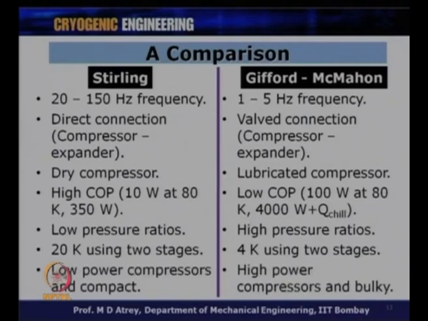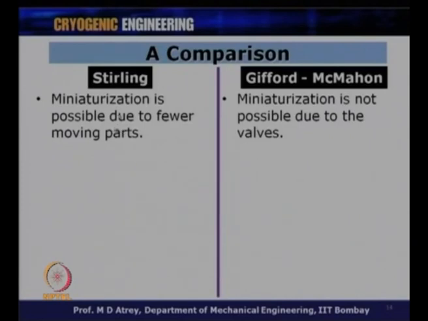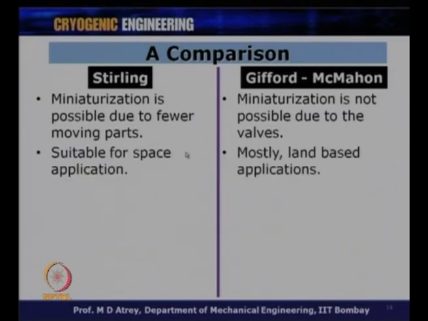Normally, in a Stirling cooler, I will have low power cryocoolers and they could be very compact, while in a GM cooler, I will get a high power compressor and they will be bulky. Normally, in a Stirling cycle cryocooler, because they use a dry compressor, this facilitates miniaturization, and that is because there are no valves in the system. So, miniaturization is possible due to fewer moving parts, because of the absence of valves, while miniaturization is not normally possible in a GM cryocooler due to the presence of valves and therefore less efficiency.